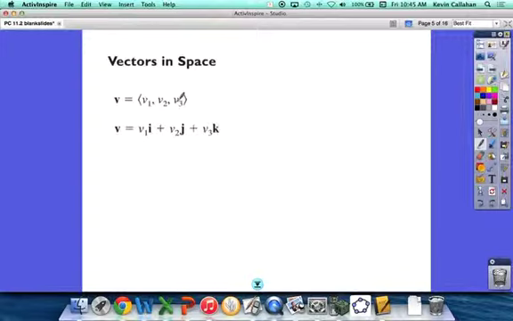And again, you could have that written in component form, or you could have it as a linear combination of the standard unit vectors. Just that now the standard unit vectors are: i is <1, 0, 0>, right? j is <0, 1, 0>. k, which is the third one, is <0, 0, 1>.